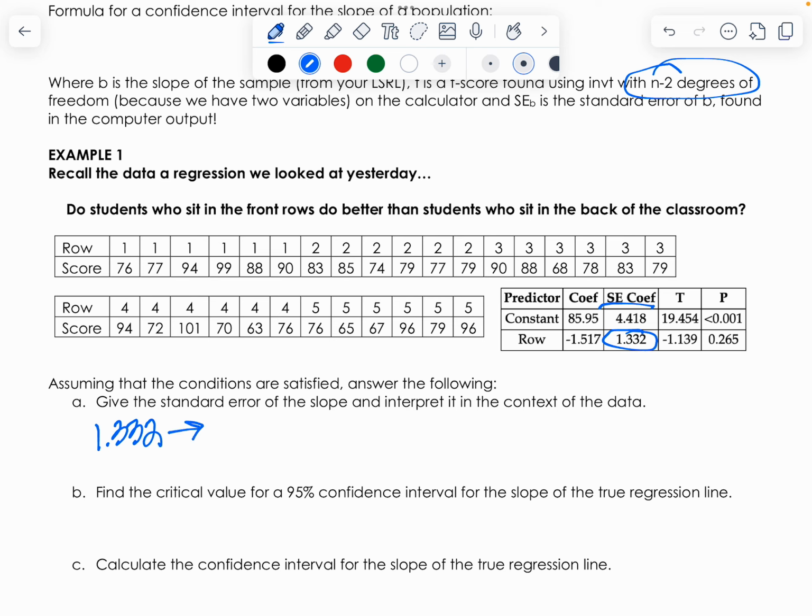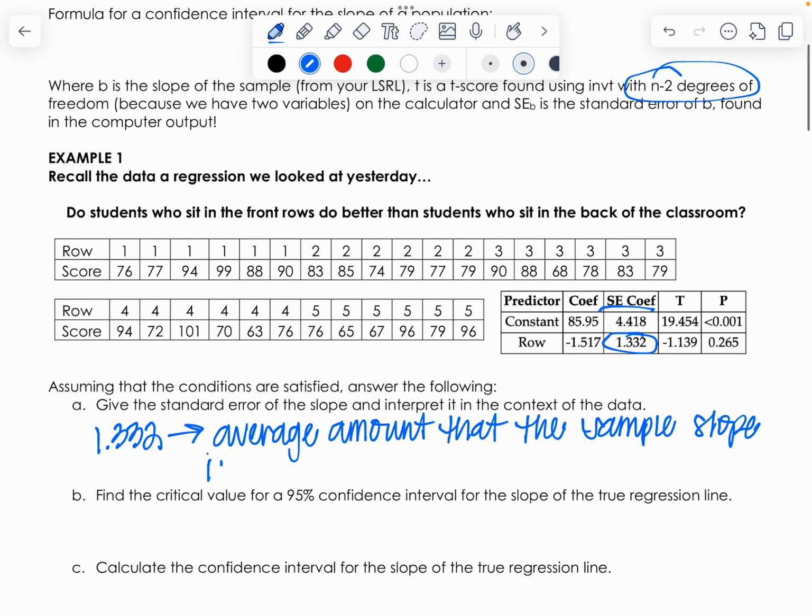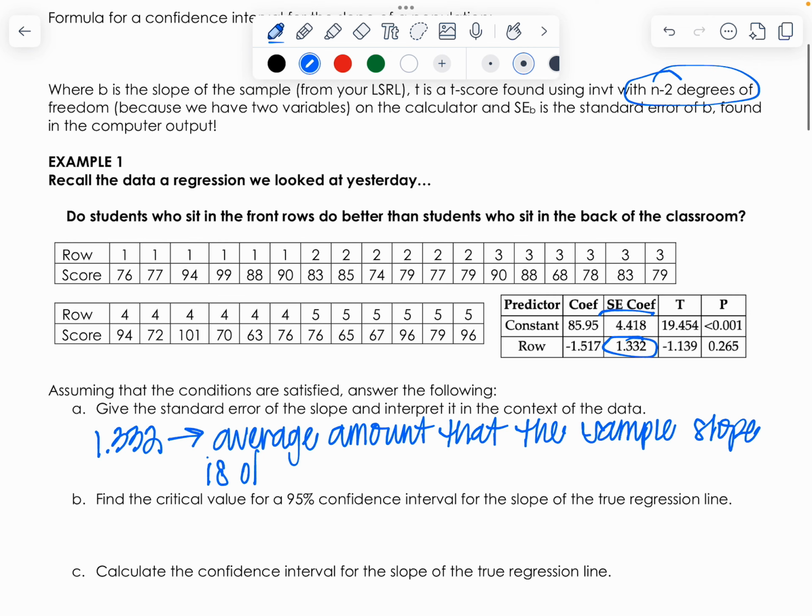And it is the average amount that the sample slope is off by. Right, so if we knew the population, then our sample slope of negative 1.517 would be off by 1.332 on average.